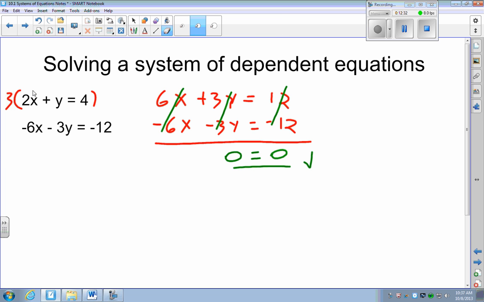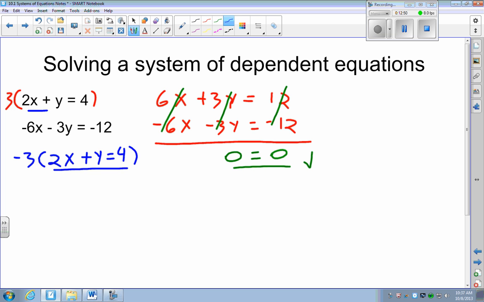Or better yet, just pull a -3 out of it. Factor out that -3. Okay, so when we do that, I end up getting 2x plus y is equal to 4. Look familiar? And now we can throw any x into this guy, and get the same y, and get the same answer. And so that's why we can throw infinitely many x's into this equation, or it can be the other way.